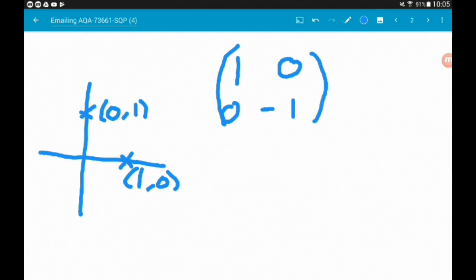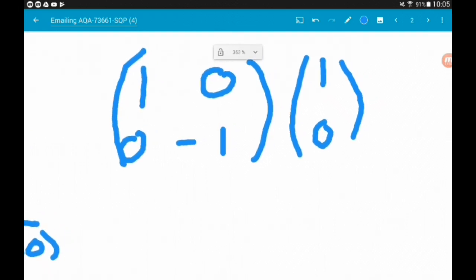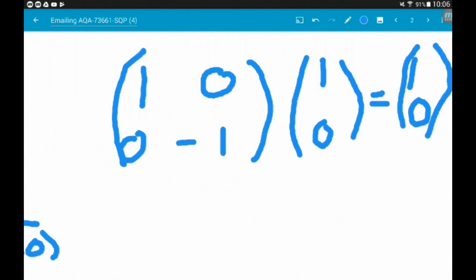First of all, let's multiply that by 1, 0. Up on top we get 1 times 1 add 0 times 0, which gives us 1. And on the bottom, 1 times 0 add minus 1 times 0, which is still 0. So it turns out that the point 1, 0 is invariant.